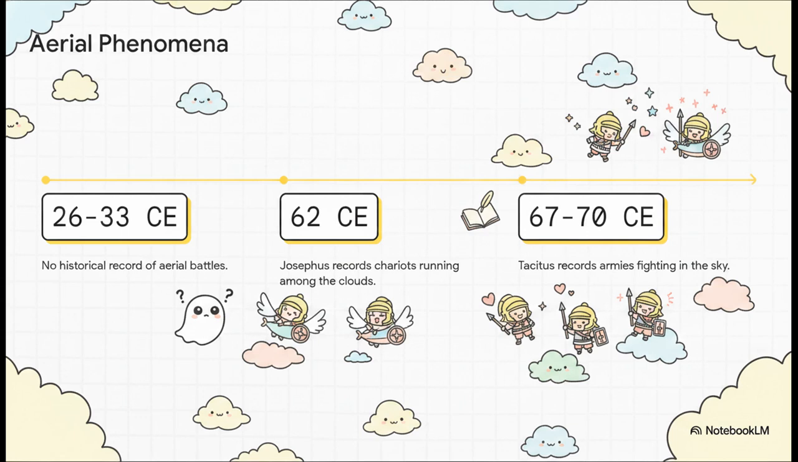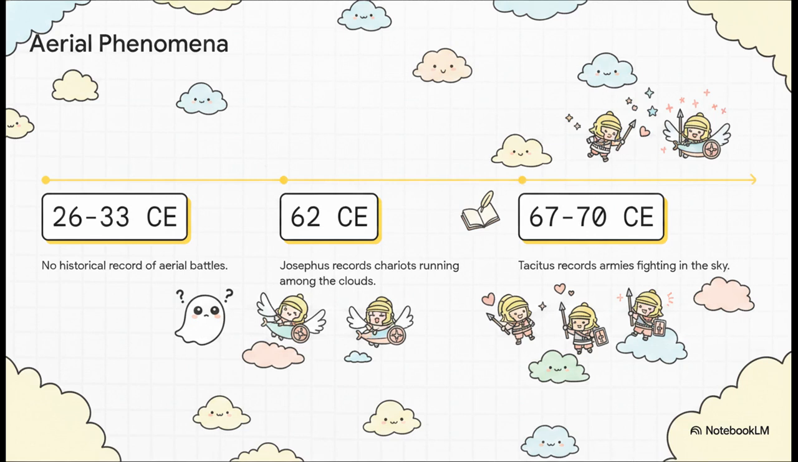Now, if we try to force this chapter back to the early ministry of Jesus between 26 and 33 CE, the source highlights a pretty glaring problem, a major historical void. There is absolutely zero historical record of aerial battles during that time. Literally, nobody noticed armies fighting in the sky. But if you jump forward to the 60s CE, suddenly the historical record just lights up.